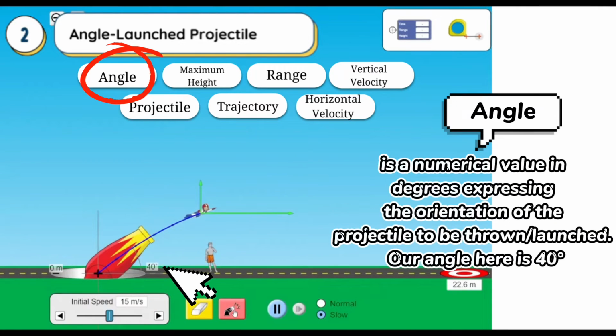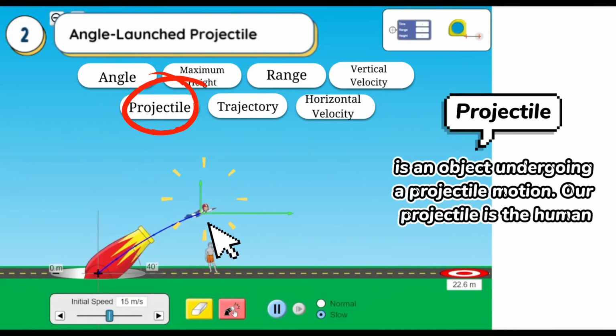Angle. Angle is a numerical value in degrees expressing the orientation of the projectile to be thrown or launched. Our angle here is 40 degrees. Projectile. Projectile is an object undergoing a projectile motion. Our projectile here is the human.